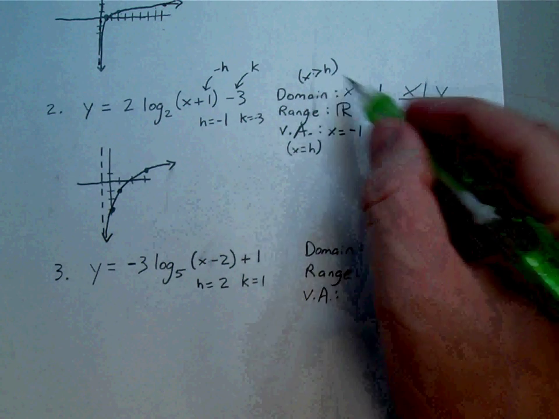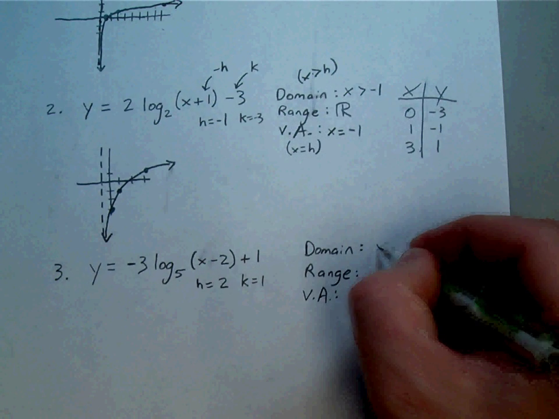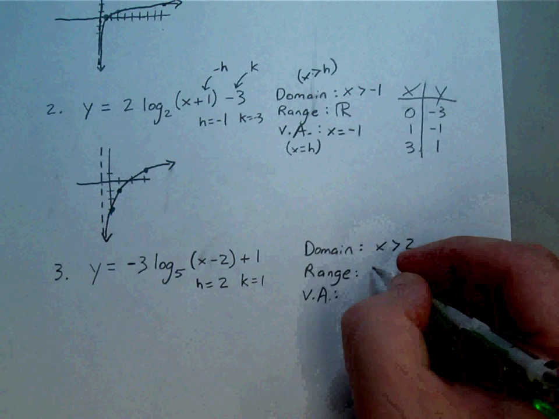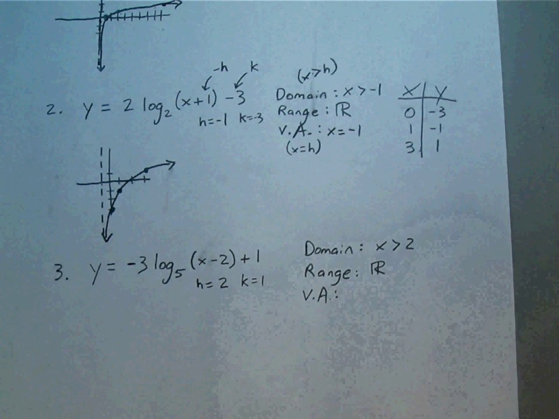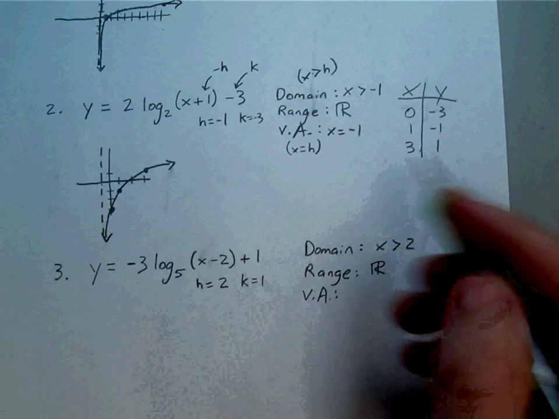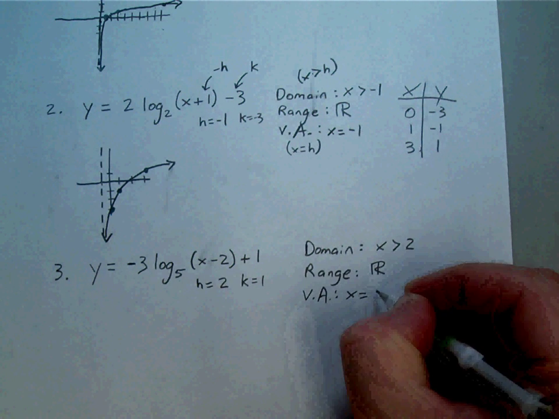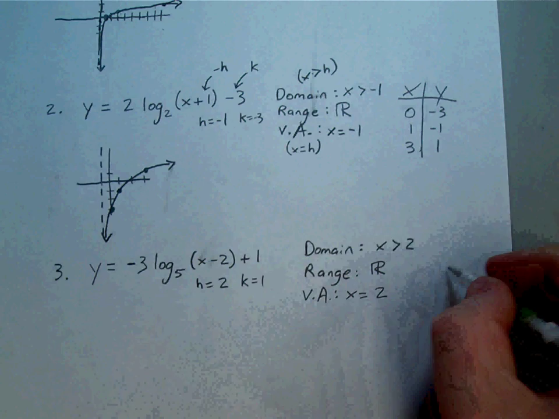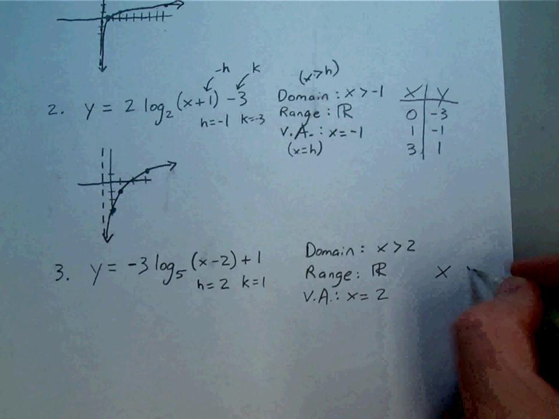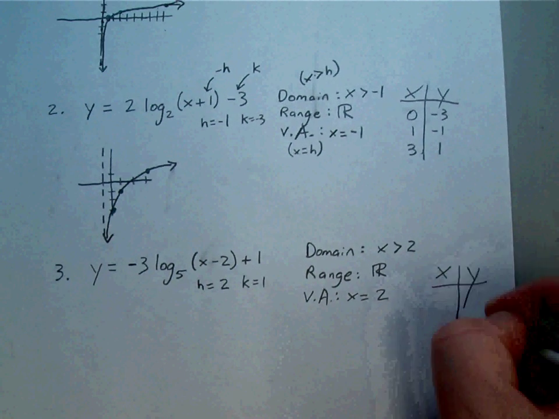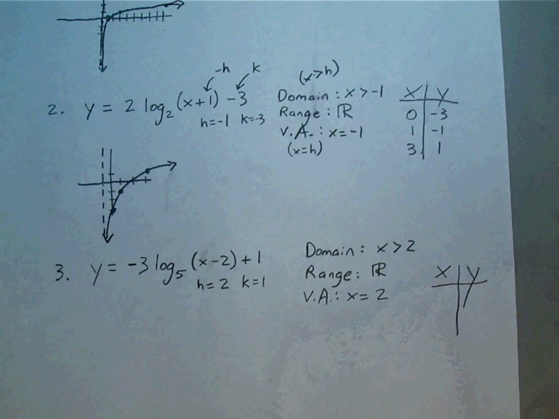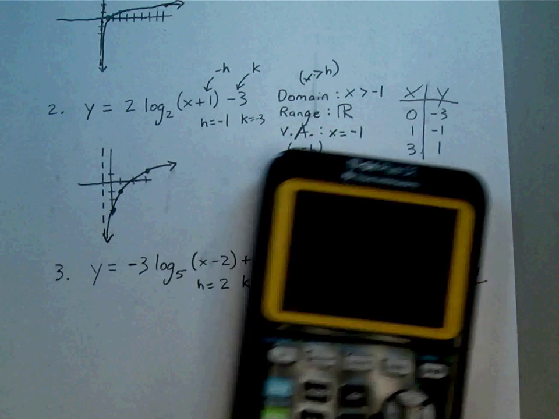Domain, it's always x is greater than h. Here h is 2, so x is greater than 2. The range will always be all real numbers. The vertical asymptote is always going to be x equals the h value. H was 2, so x equals 2. Then I'll plug in the calculator to get some ordered pairs.